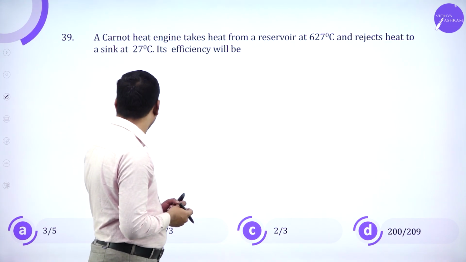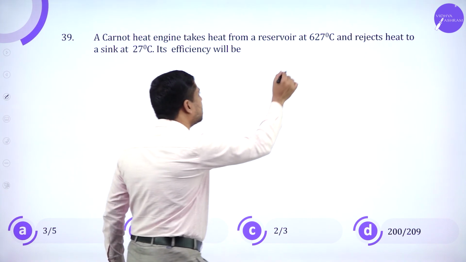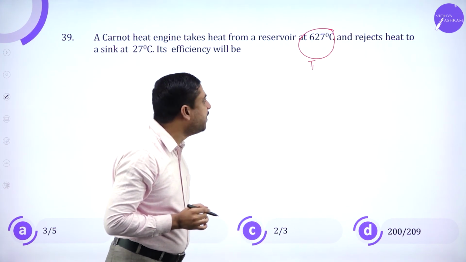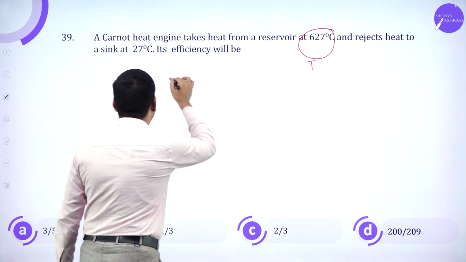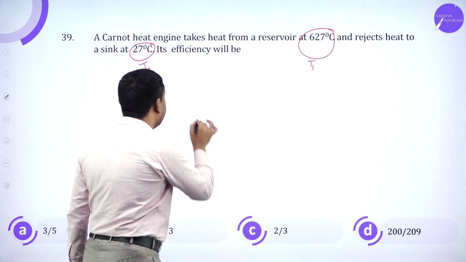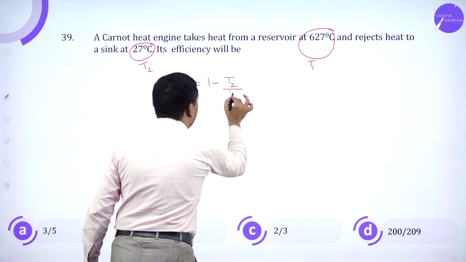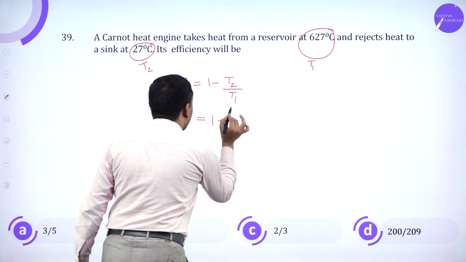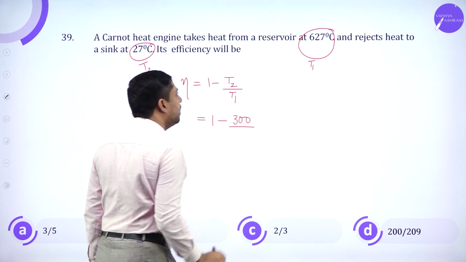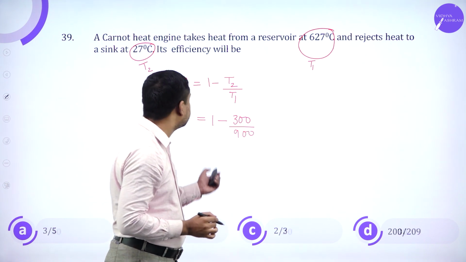Again, a simple one. Carnot's heat engine takes heat from a reservoir. So this is the source at temperature T1 and rejects it to the sink at temperature 27 degrees Celsius. Efficiency eta is 1 minus T2 by T1, 1 minus 300 Kelvin divided by 900. So the first option will be the answer.